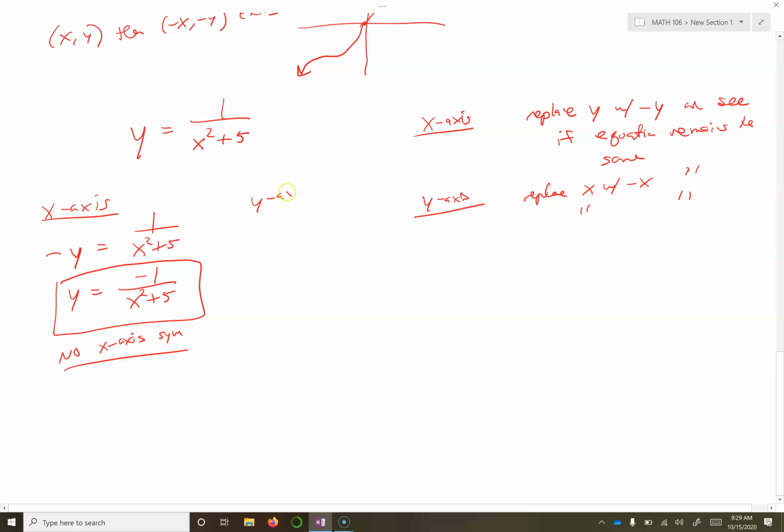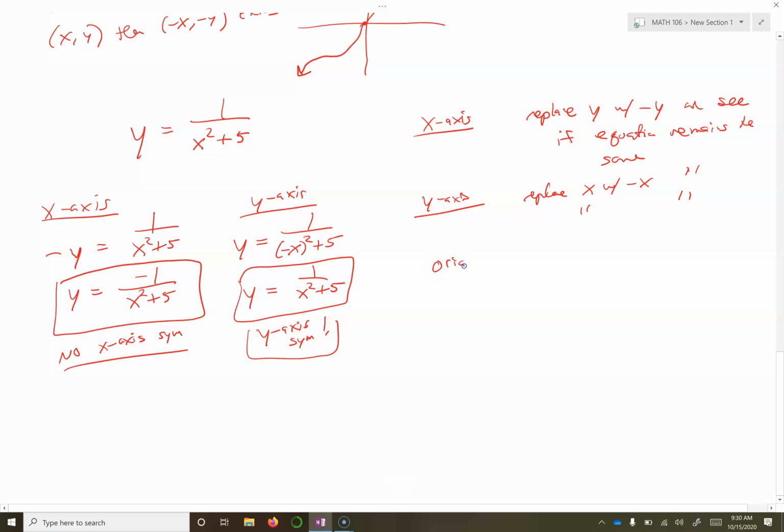So for y-axis, we're leaving the y alone, but now we're plugging in negative x. So here's what you have to do. X is being squared, so now we have to square negative x. And then, again, just simplify the equation. So y equals 1 over x squared plus 5. Is that the same as our original equation? Yeah. So this means we do have y-axis symmetry.